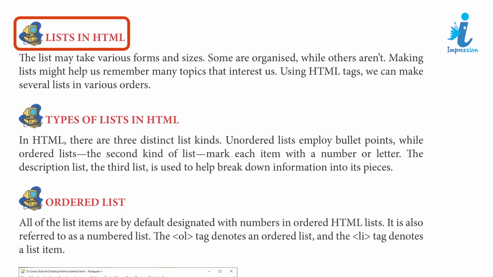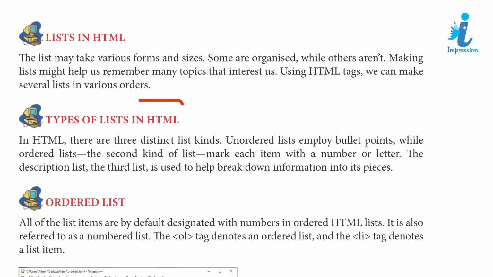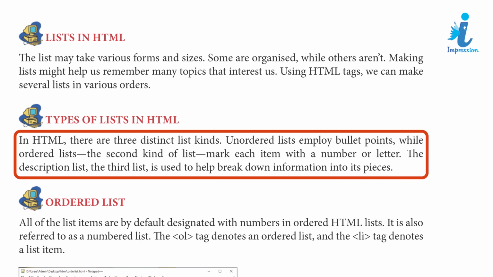Lists in HTML. The list may take various forms and sizes. Some are organized while others are not. Making lists might help us remember many topics that interest us. Using HTML tags, we can make several lists in various orders. Types of lists in HTML. In HTML, there are 3 distinct list kinds: the unordered list employs bullet points, while the ordered list, the second kind of list, marks each item with a number or letter. The description list, the third list, is used to help break down information into its pieces.